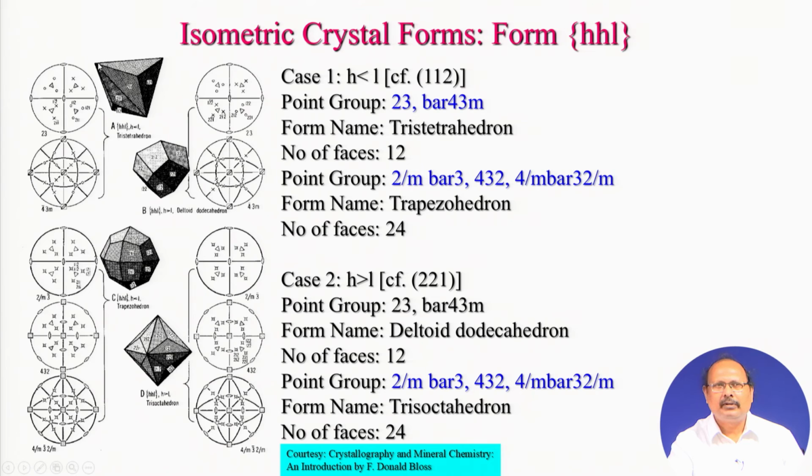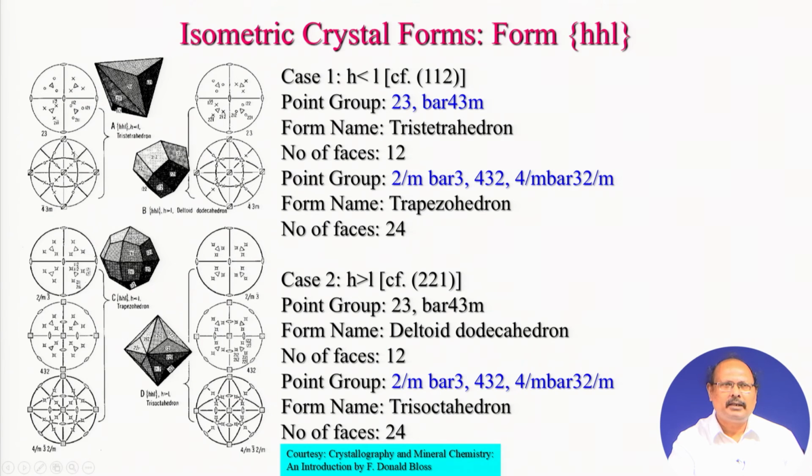So, you see this 1 1 1 form now essentially consists of the faces here. This we call the thrice tetrahedron. But if the same 1 1 2 form is acted upon by the other 3 remaining point groups of symmetry, that is 2 over m bar 3, 4 3 2 and 4 over m bar 3 2 over m here.